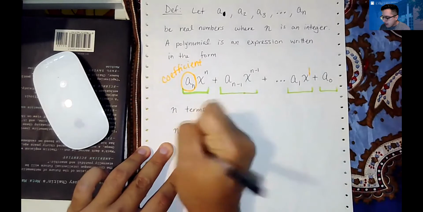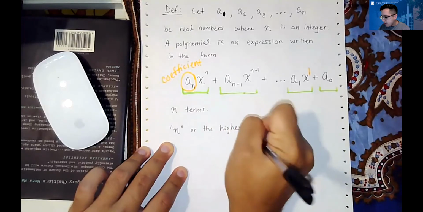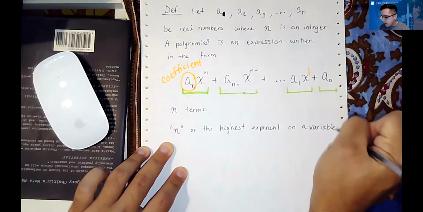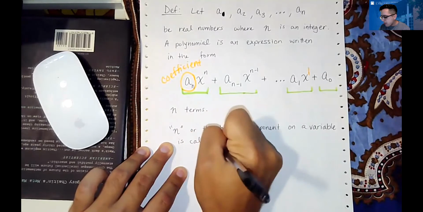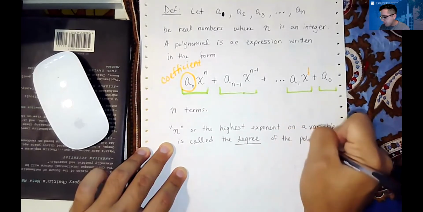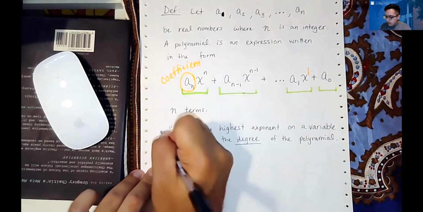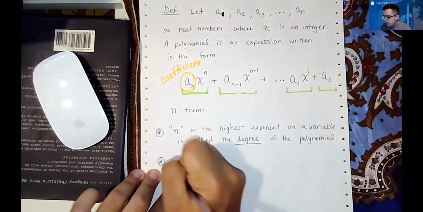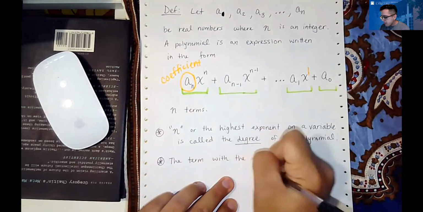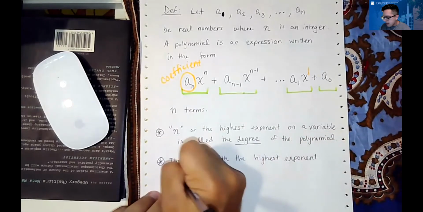N, or the highest exponent on a variable, is called the degree of the polynomial. The term with the highest exponent is called the leading term.